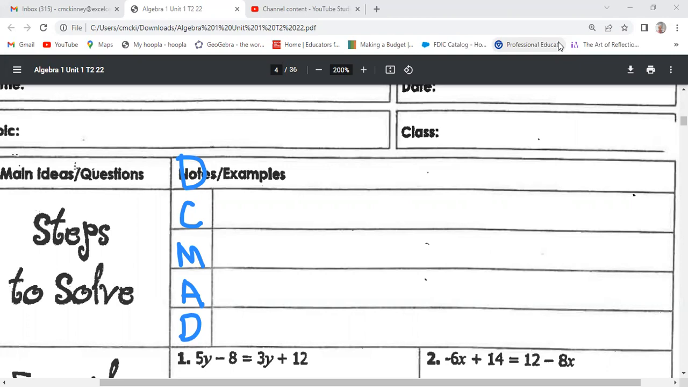Some of this should sound familiar from the last lesson. So we're going to distribute, and obviously you could just write it over there. Distribute, that's going to be step 1. So distribute. Then combine like terms.